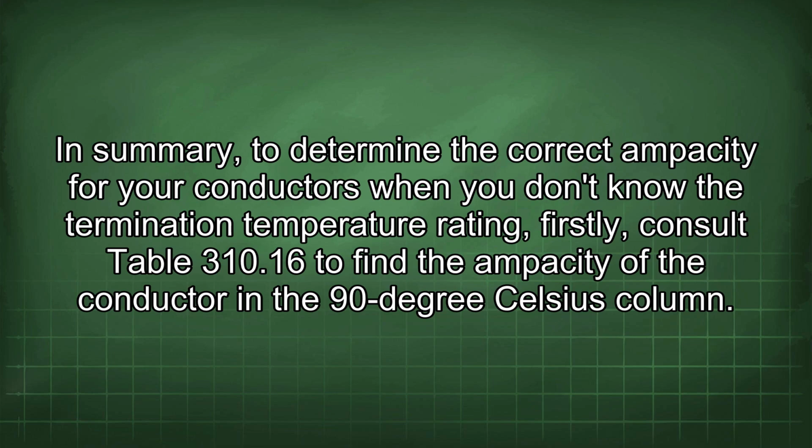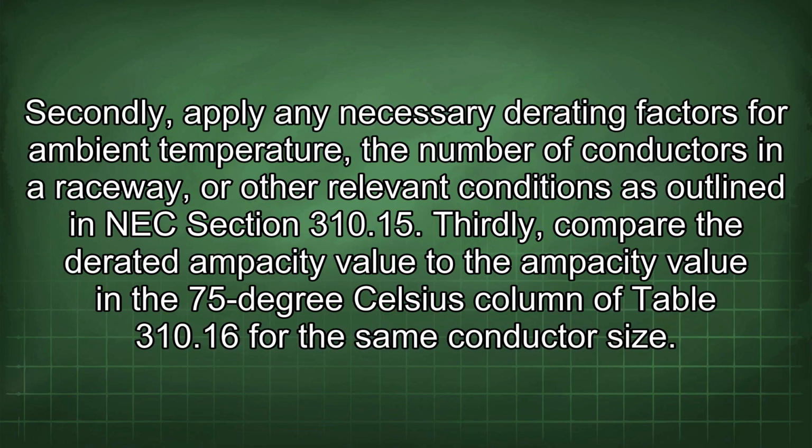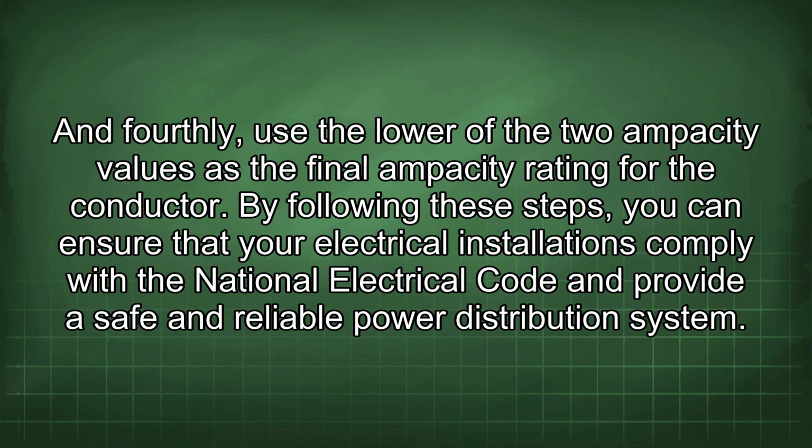In summary, to determine the correct ampacity for your conductors when you don't know the termination temperature rating, firstly, consult Table 310.16 to find the ampacity of the conductor in the 90°C column. Secondly, apply any necessary derating factors for ambient temperature, the number of conductors in a raceway, or other relevant conditions as outlined in NEC Section 310.15. Thirdly, compare the derated ampacity value to the ampacity value in the 75°C column of Table 310.16 for the same conductor size. And fourthly, use the lower of the two ampacity values as the final ampacity rating for the conductor. By following these steps, you can ensure that your electrical installations comply with the National Electrical Code and provide a safe and reliable power distribution system.